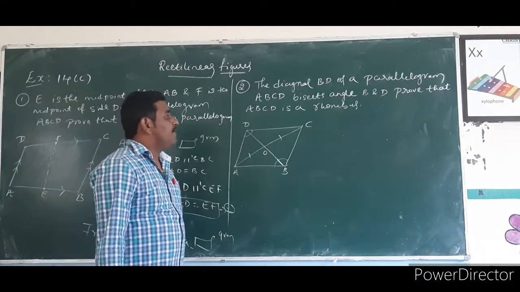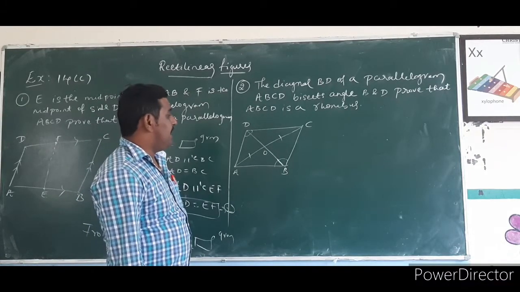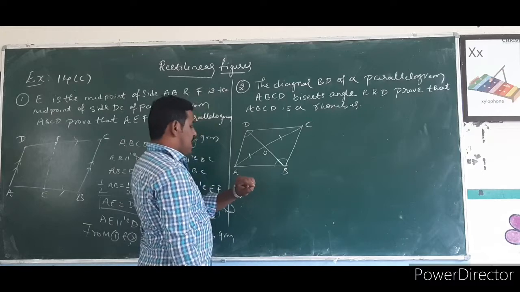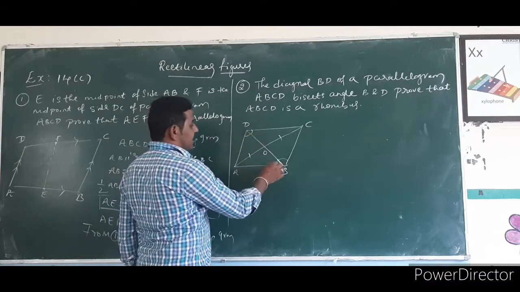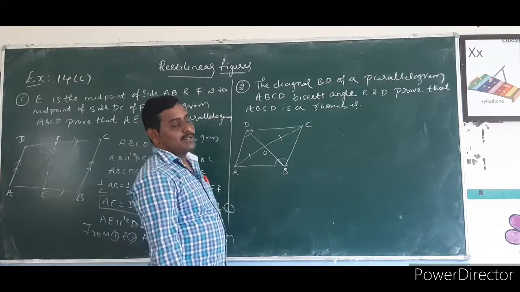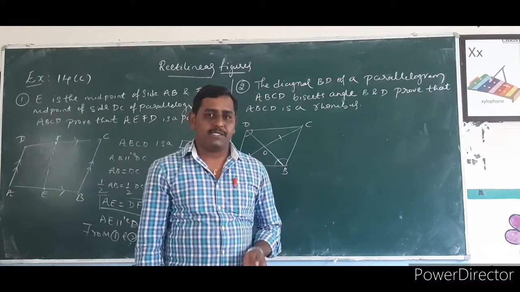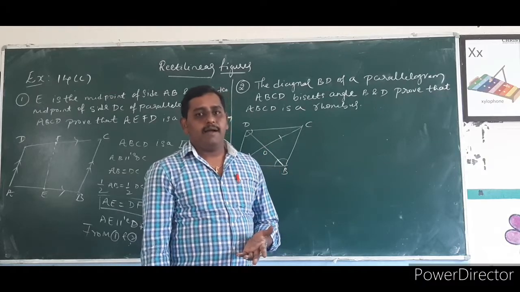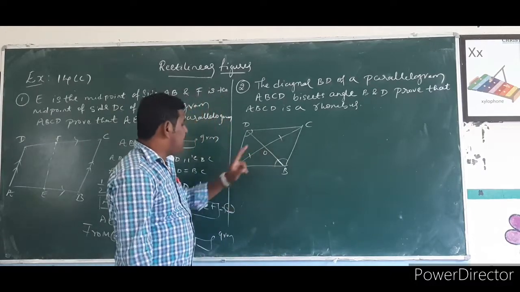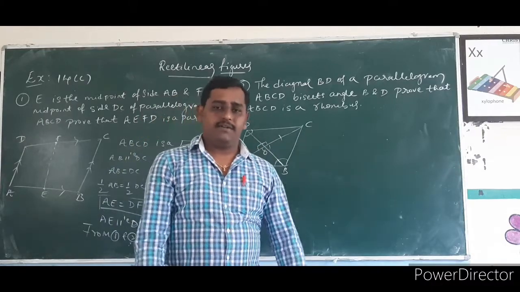Next problem. The diagonal BD of a parallelogram ABCD bisects angles B and D. So ABCD is a parallelogram, BD is a diagonal. This bisects angles B and D. Prove that ABCD is a rhombus. What are the special properties of a rhombus? All four sides are equal, opposite pairs of sides are parallel and equal, and diagonals bisect each other at 90 degrees.